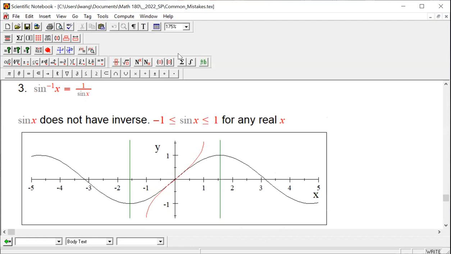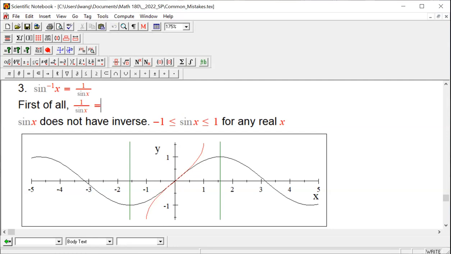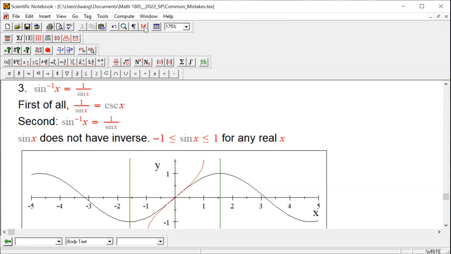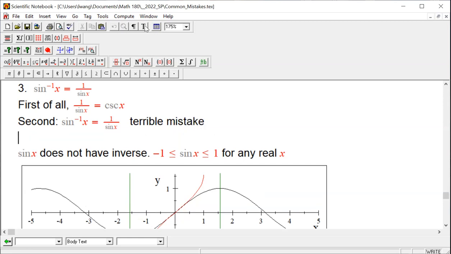This is a terrible mistake, especially this one confuses with reciprocal, because 1 over sine x is cosecant x. So first of all, this demonstrates the confusion of the student. This piece equals cosecant x. Secondly, if you look at both sides, this is a terrible mistake. Why is it a terrible mistake?